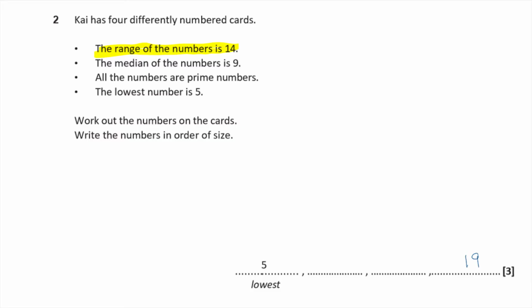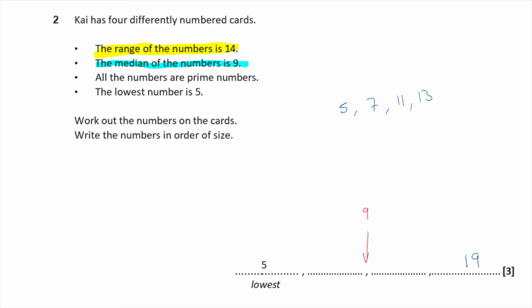Now, the next fact says that the median of the numbers is 9. The median at the moment is going to be halfway between my 2 middle numbers, isn't it? So when I add them together and divide by 2, I'm going to get 9. So one of them has to be less than 9 and one has to be greater than 9. So what are the prime numbers that we haven't had yet? Well, we might have 5 again. Could have 7, could have, not 9, 11, could have 13.